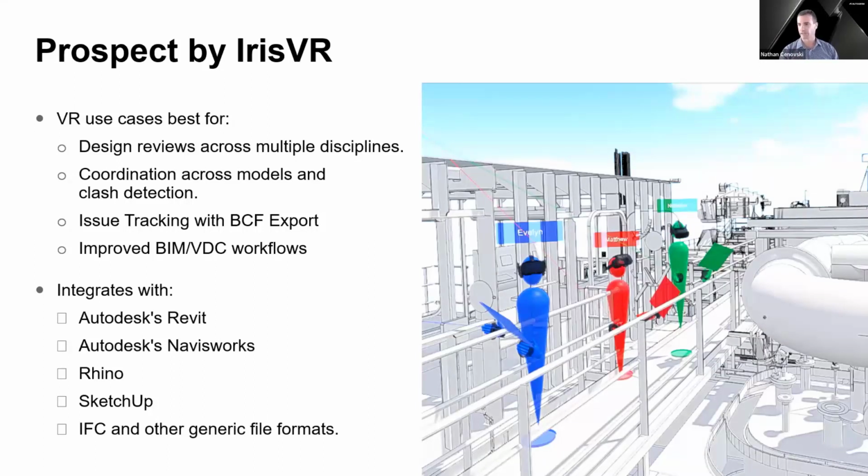It's best for bringing in multiple disciplines, coordination across models, and finding clashes, even ones that your automated clash detection software does not pick up. So your soft clashes and issues that aren't absolutely apparent with the automated clash detection software. There are a few different workflows that we have to work with that, and we work with Revit, Navisworks, and a number of non-Autodesk tools as well as generic 3D file formats.